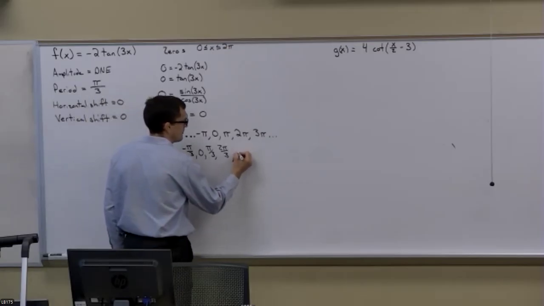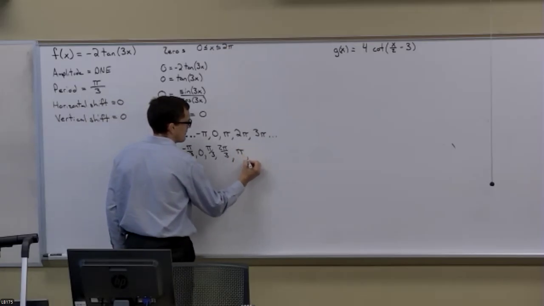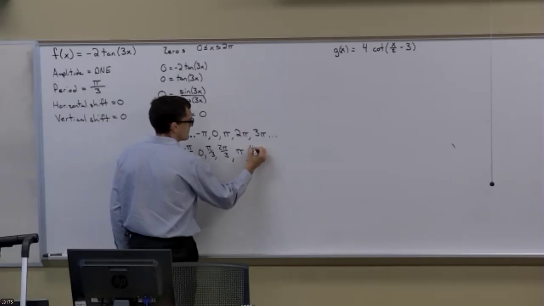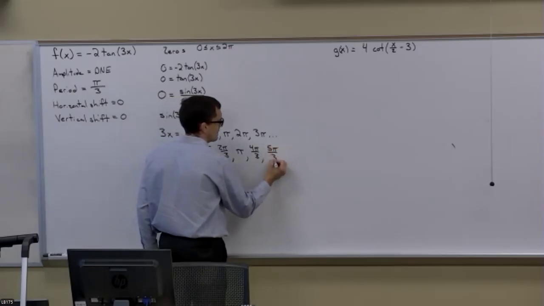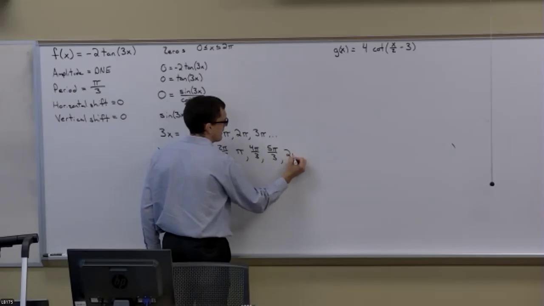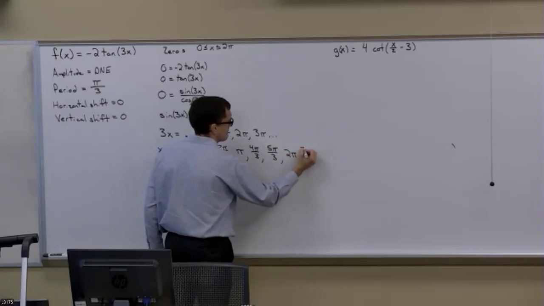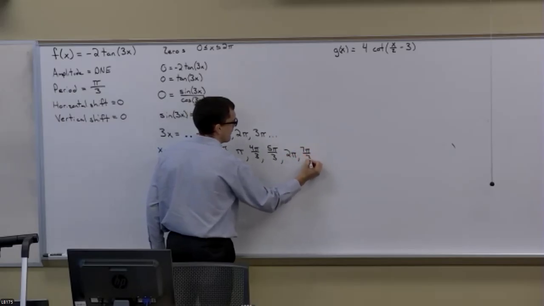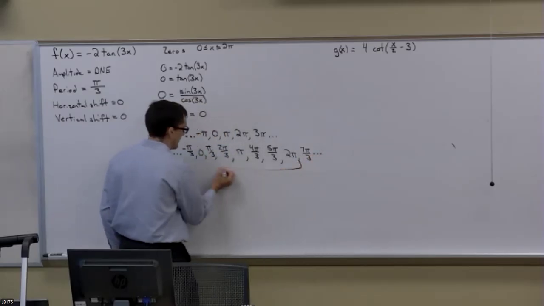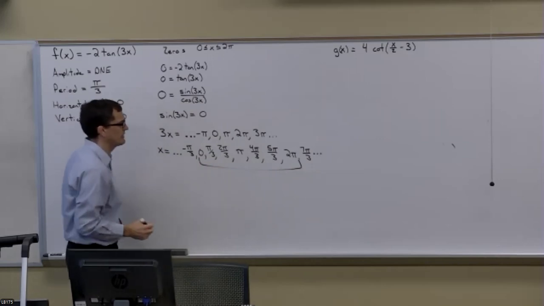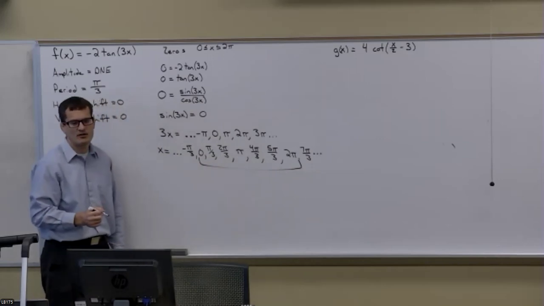That'd be 3 pi over 3, 4 pi over 3, 5 pi over 3, 6 pi over 3, and then 7 pi over 3. The ones between 0 and 2 pi, including 0 and 2 pi, are those.